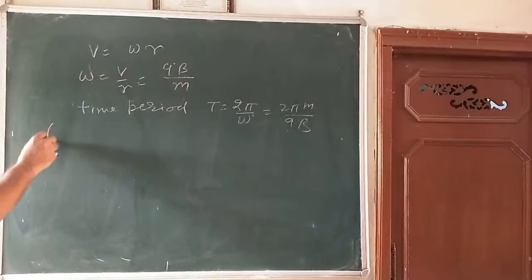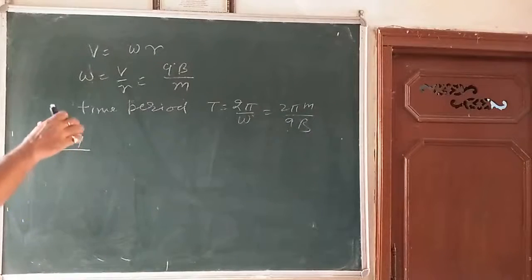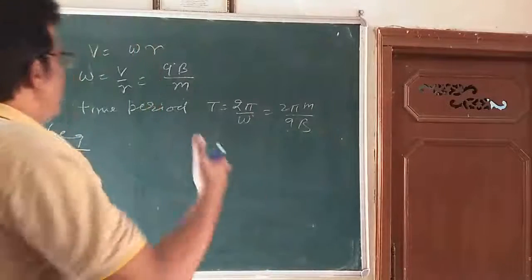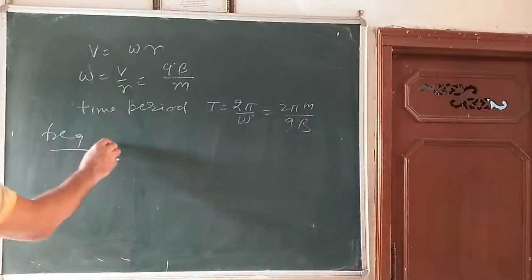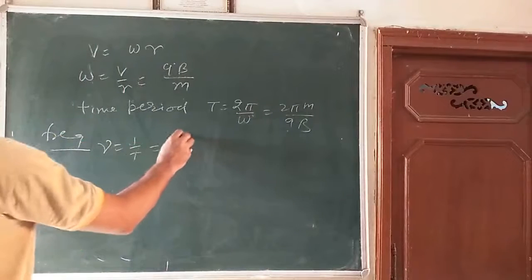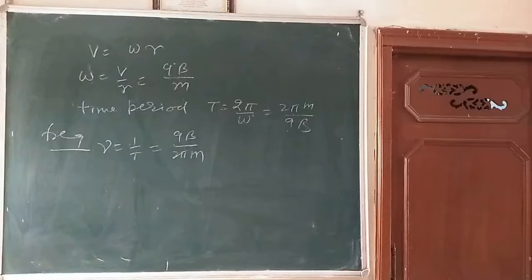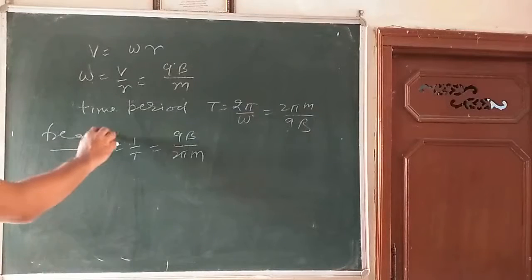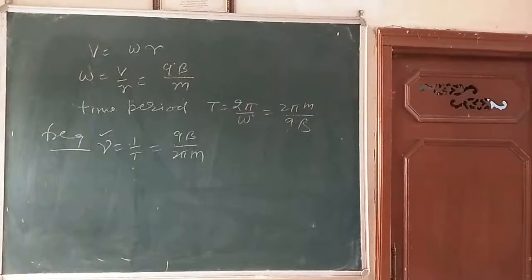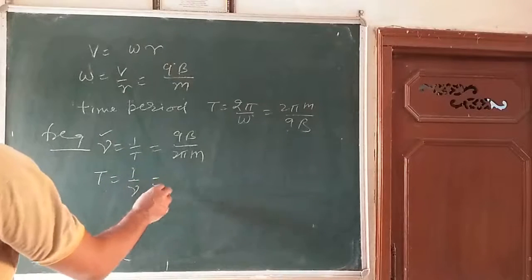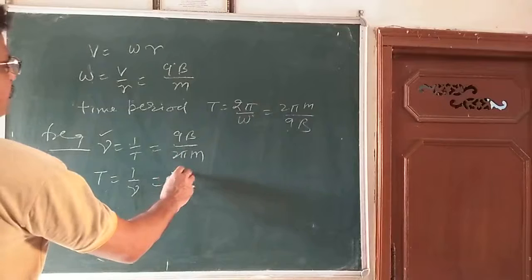So I can write here the frequency of rotation of the particle in a magnetic field. That is nu equal to 1 by T, so I can write 1 by T as qB upon 2 pi m. This is the result. So this is the frequency or time period. What we are observing here is T is equal to 1 by nu, so again 2 pi m by qB.